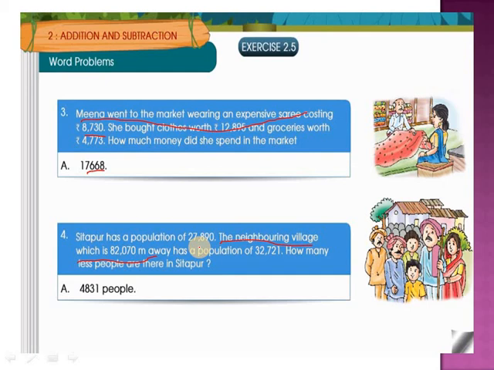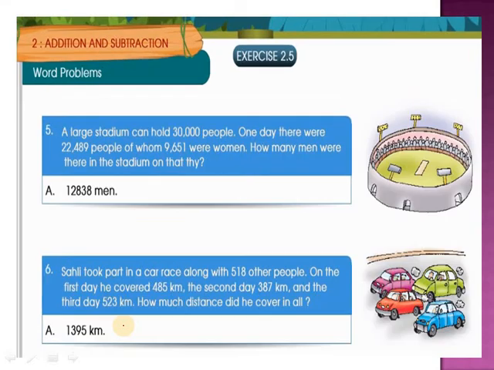So we have to see how many fewer people are there in Sitapur. So we have to subtract here. The bigger number is 32,721. Here write 32,721 minus 27,890. So you'll get 4,831 people. So this is the answer.